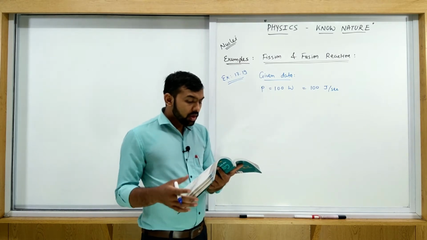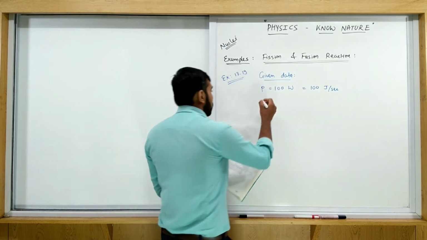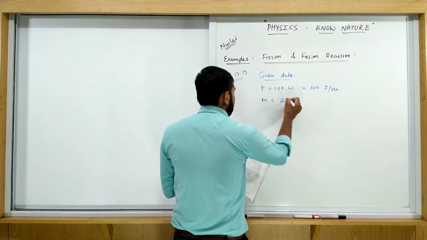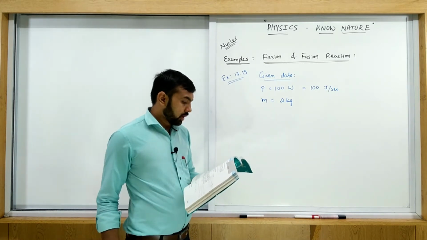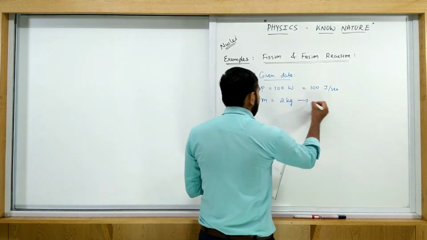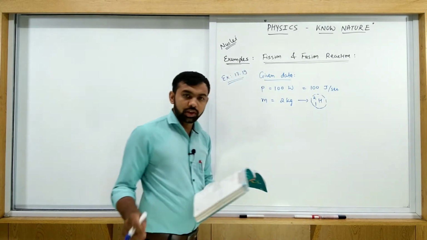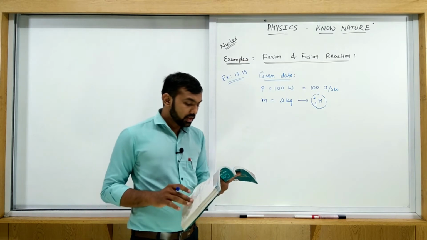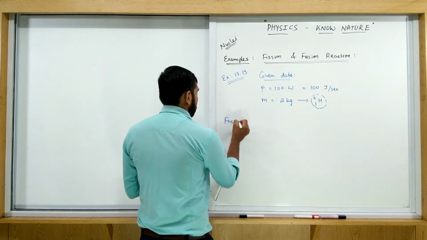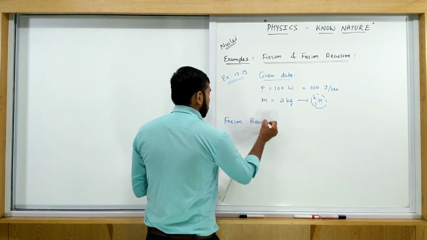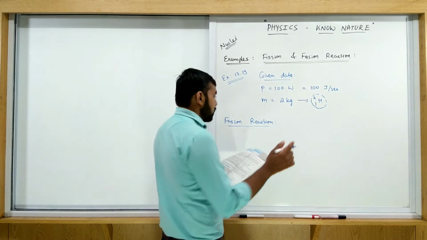Okay, now, kept glowing by the fusion of 2 kg deuterium. So what is the mass? So mass is equal to 2 kg, and of which one? Deuterium. So deuterium is 1H2. The fusion reaction is this one. What is the fusion reaction? The fusion reaction is given in the problem statement, so don't worry about it.